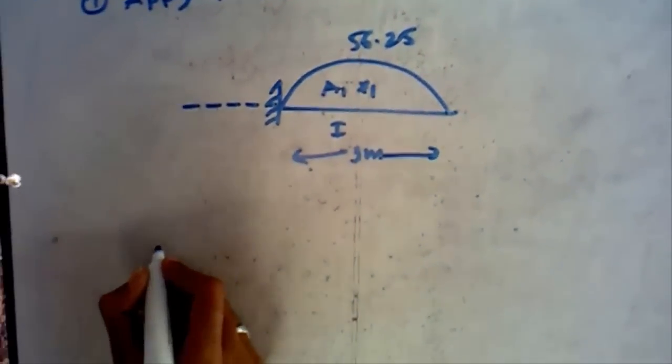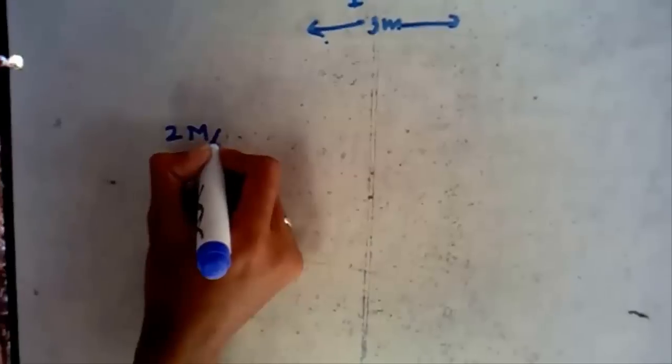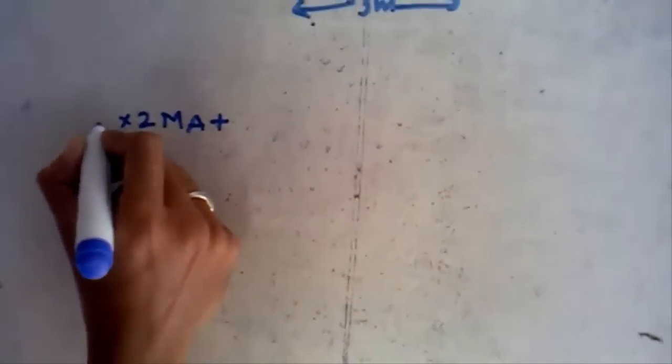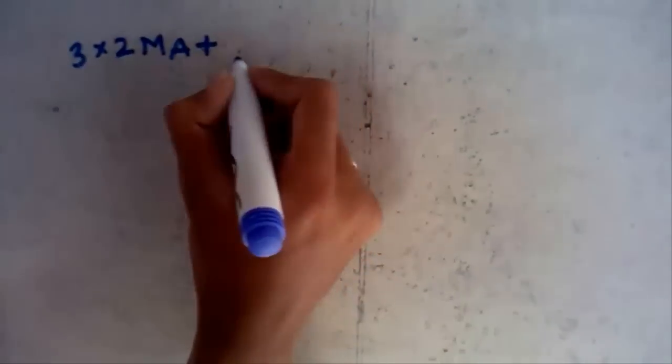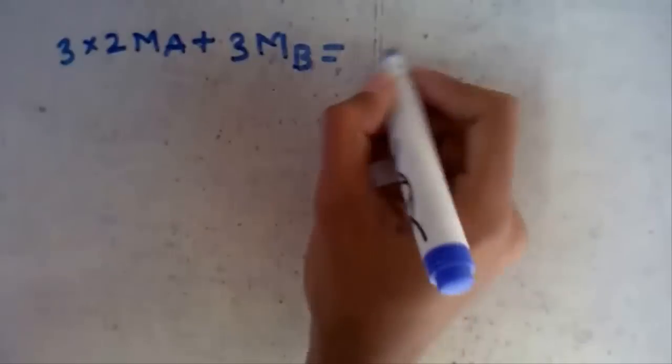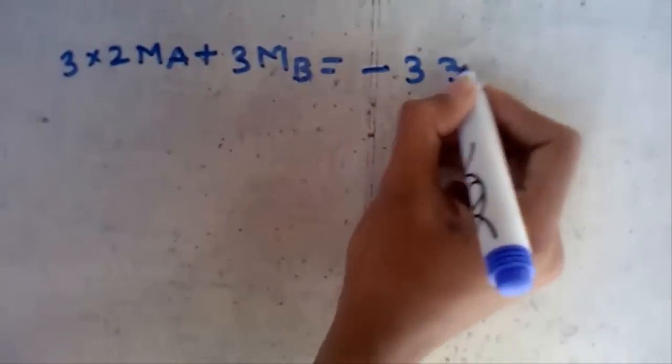Now the equation is twice MA, here 3 multiplied by length, plus 3 MB equals to, MC is 0 here, sorry, MB is not, minus 37.5. It is equation number 1.